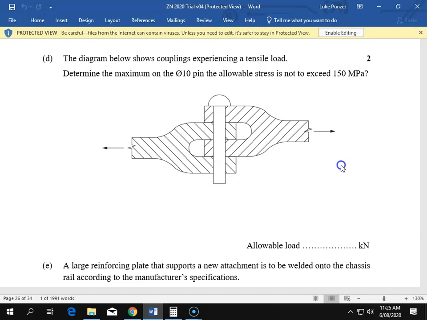In this case, they're not asking for stress. They're asking for force, what force is allowable. And a lot of people didn't manipulate the formula, right? So I couldn't even give them one mark. If they had rewritten the formula as force equals area times stress, I could have given them one mark. The next thing that people did wrong is that they didn't identify it was triple shear, right? Some people thought it was double shear.